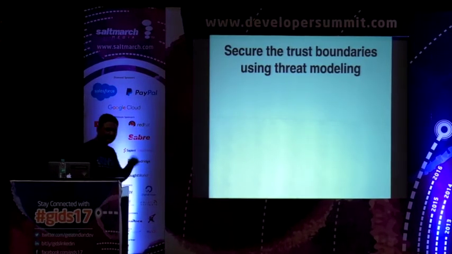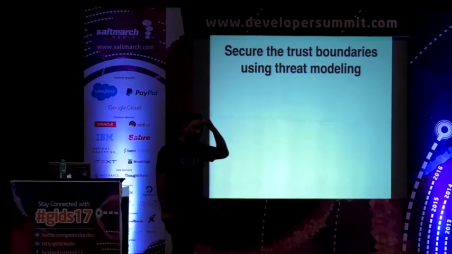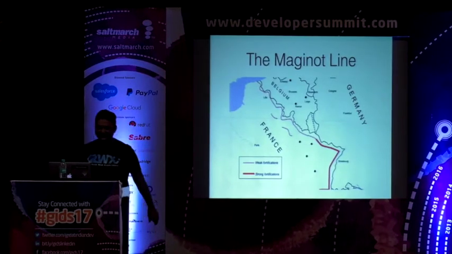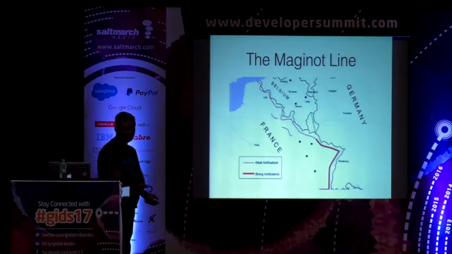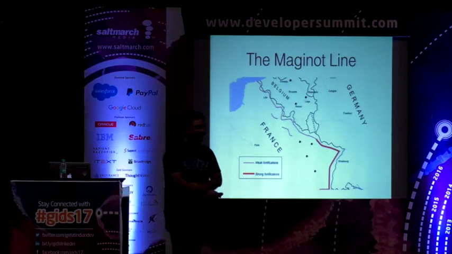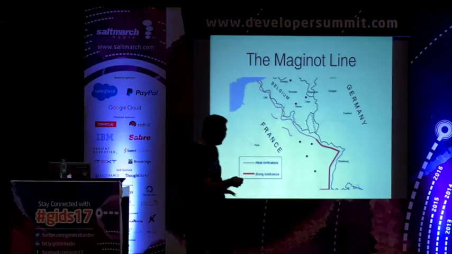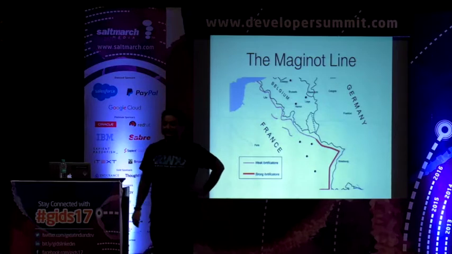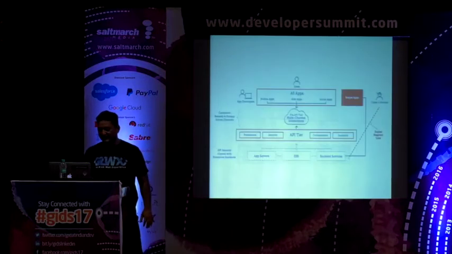So the other problem which we have is security, the trust boundaries. What do you mean by trust boundaries? If you see France and Germany, World War I took place. After World War I, France built a very strong fortified boundary. But they did not take care of the weak fortification. So what happened? In World War II, Germany came through Belgium, and there were no secure lines there. That's the exact same thing that happens with our applications also.